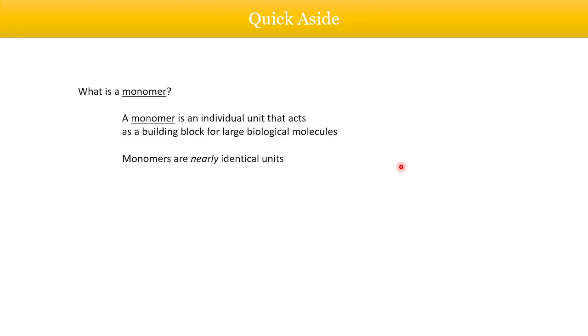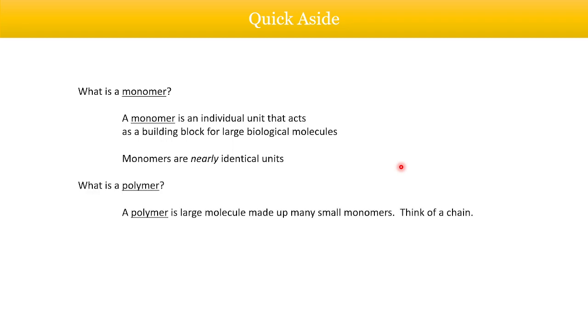So what is a monomer? It is an individual unit that acts as the building block of large biological molecules. Monomers are nearly identical units. Now what we see here is the DNA and the RNA, which is basically a polymer. Polymers are large molecules made up of these small identical monomers, like you can think of a chain.